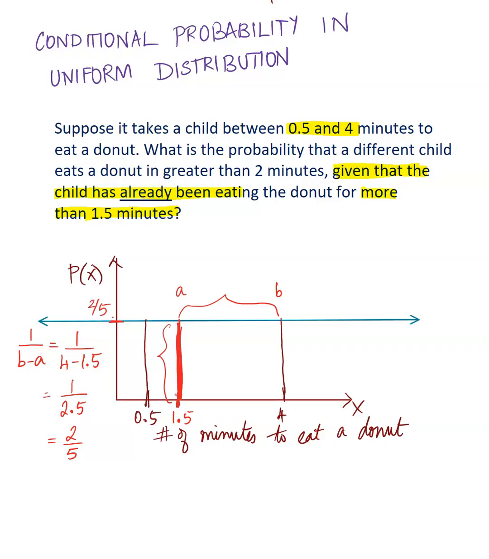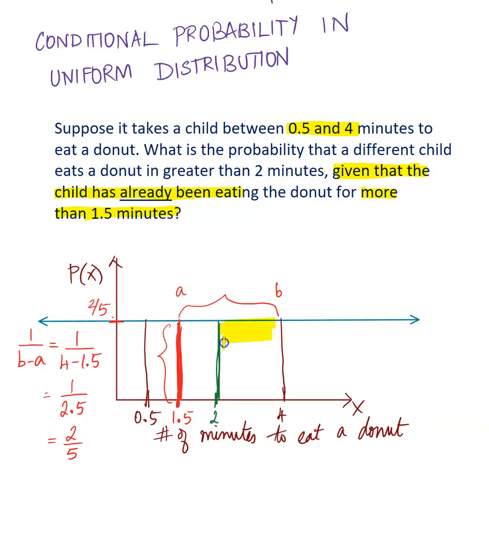All right, now let's go into this. This is the height of the desired area now. Now we need to fix the base for this. So what are we looking for? We are looking for what is the probability that a child eats a donut in greater than 2 minutes. They didn't say when it ends, but we know that the whole thing ends in 4 minutes, right? So now we have to mark at 2, and from 2 to 4 becomes our shaded region.